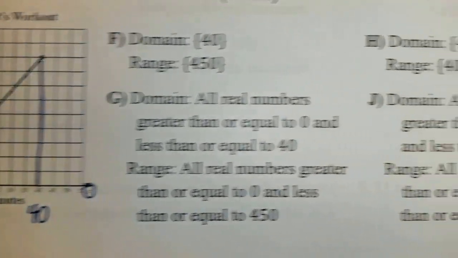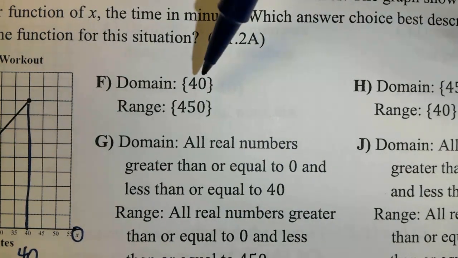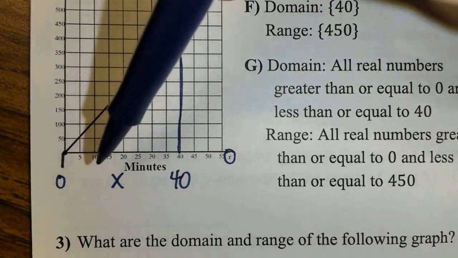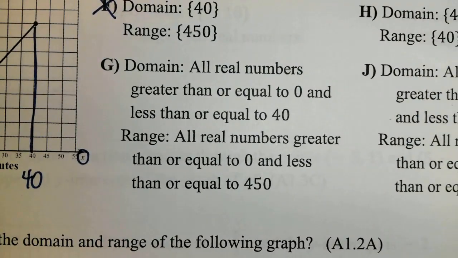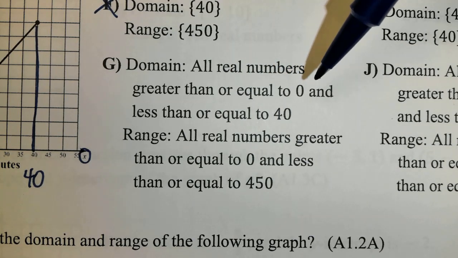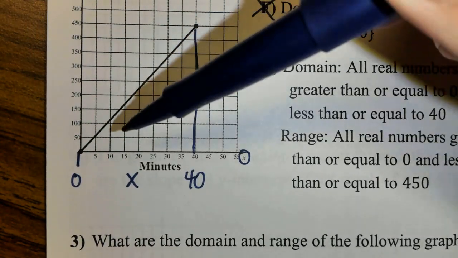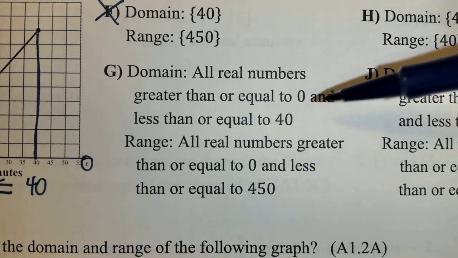Okay, so before I do anything else, let me see which answers I can get rid of. So looking at F. F just has 40. Okay, but I know it's between 0 and 40. So that cannot be right. So that was wrong. Okay, G says all real numbers greater than or equal to 0 and less than or equal to 40. Well, I didn't write these on here, but there's no open circles on this line, which would make them both underlined. So less than or equal to is correct. Okay, so I'm between 0 and 40, so that's right on G.